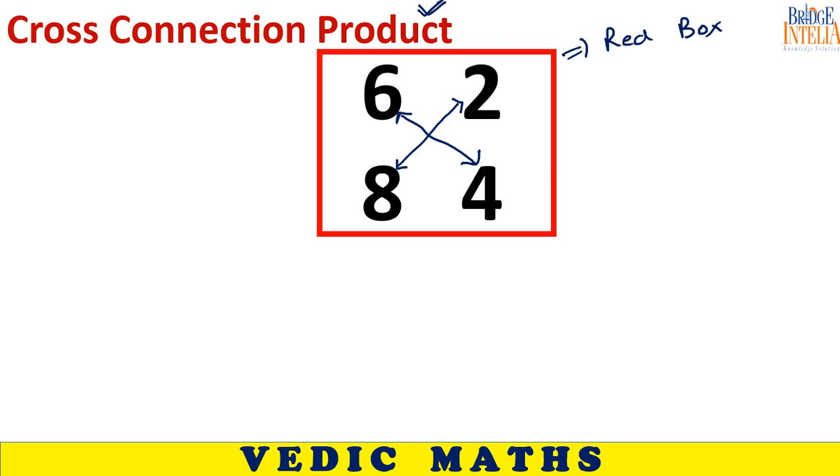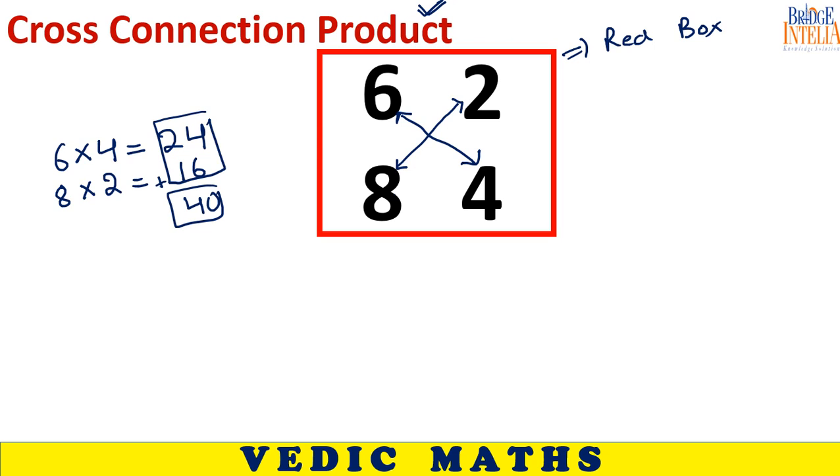So what does this mean? You have connected 6 with 4, so 6 into 4 is equal to 24. And you have connected 8 with 2, so 8 into 2 is equal to 16. The cross connection product is the sum of these two multiplications. So 24 plus 16 is equal to 40. We will say that the cross connection product of these four numbers is equal to 40.